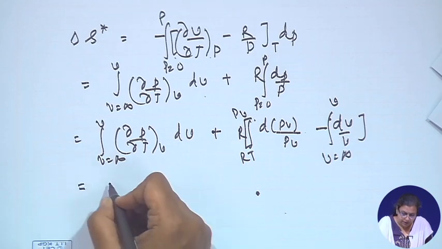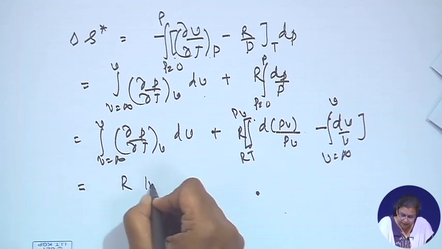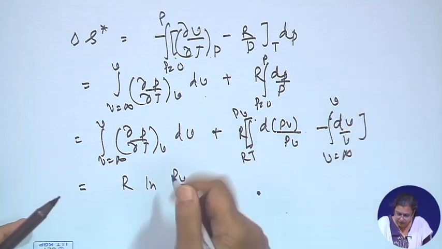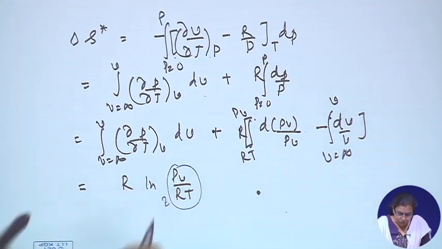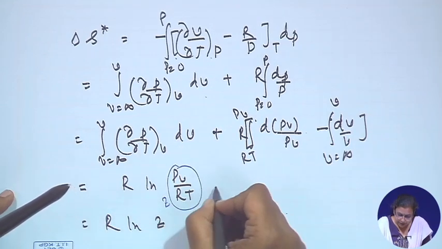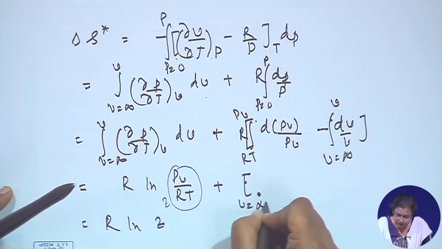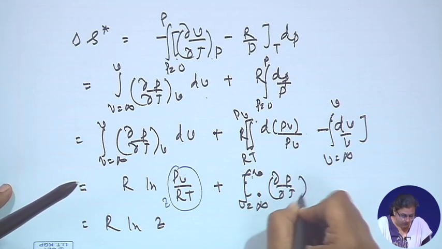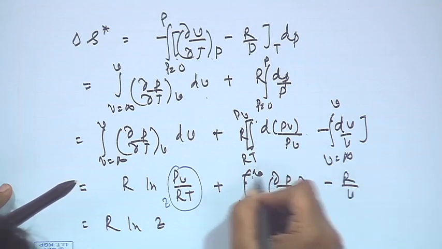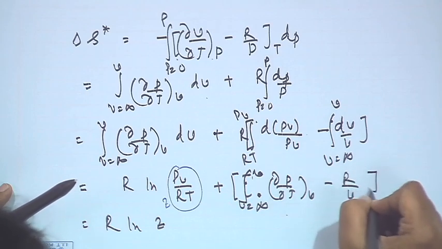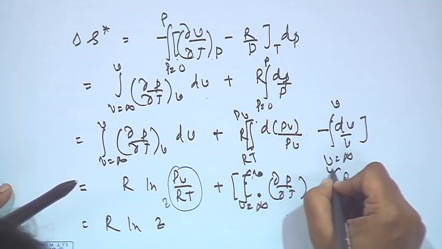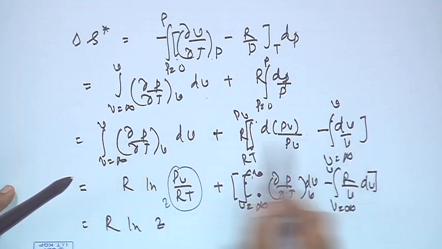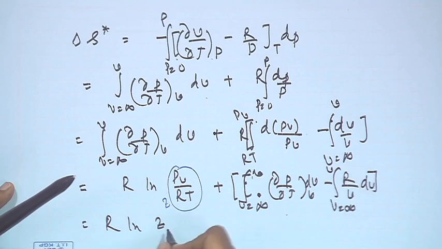So, what do you get finally? Finally, the thing which you get is R ln PV by RT, which is again nothing but Z. This particular thing is nothing but Z. So, you can also write it down as R ln Z plus integral V equals infinity to V del P del T at constant V minus R by V dV, this is dV, isn't it? I have taken this term out and I have combined these two terms because both of them are in terms of dV.